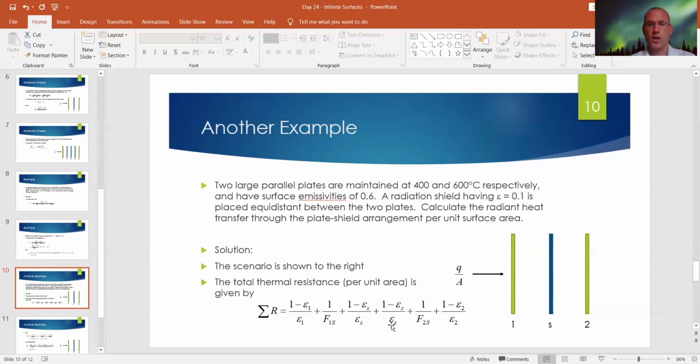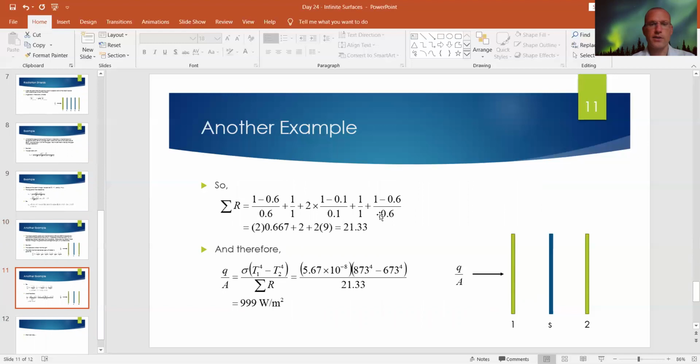That's on the left-hand side. Then coming out the right-hand side, it has to make it off the shield, so (1 minus epsilon s) over epsilon s to be emitted off the shield. And then from the shield, it has to see object 2, so 1 over F2S. Technically this should be F S2, but for infinite plates it's going to be the same thing. And then (1 minus epsilon 2) over epsilon 2 to be absorbed into object 2. That's my total thermal resistance for the system.